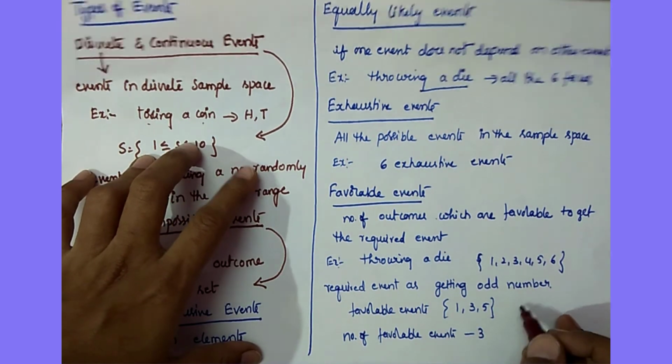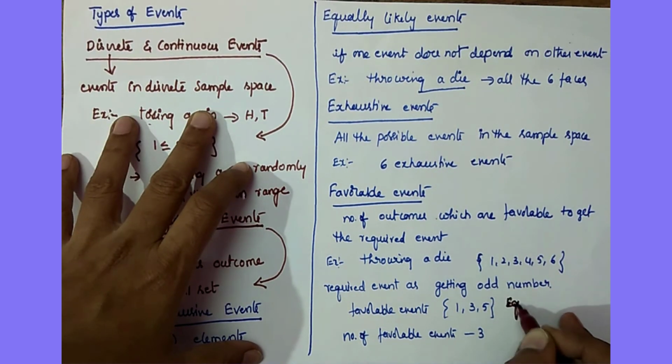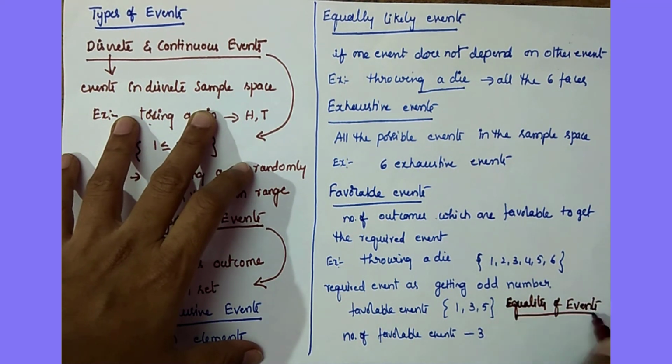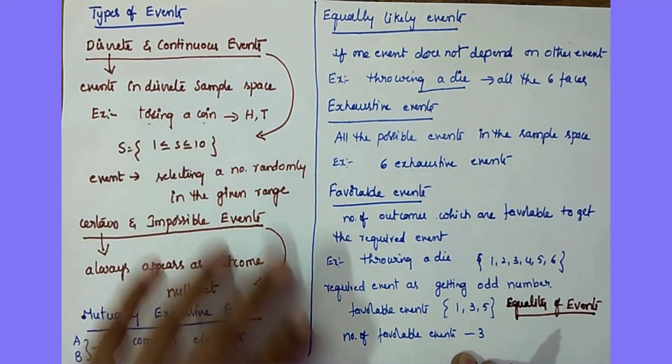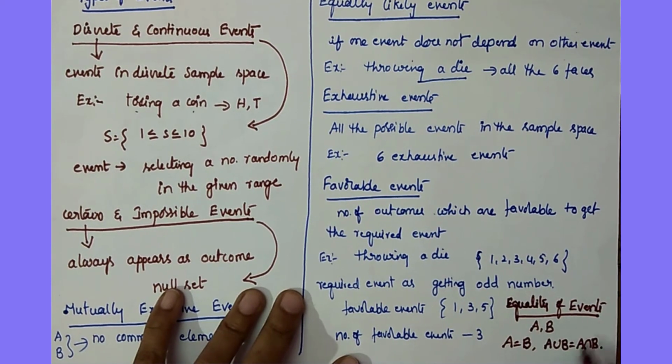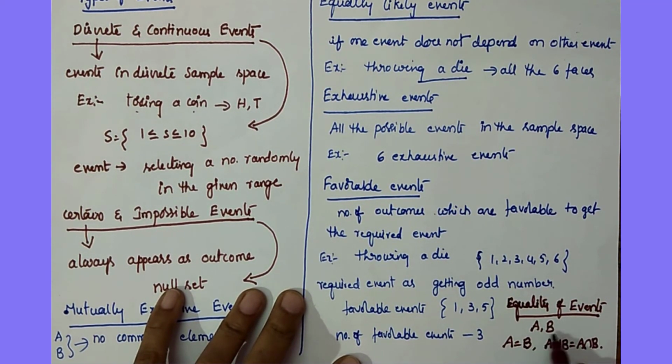I'll explain equality of events. Two events are said to be equal. Suppose take two events A and B. If the two events are said to be equal, if they have totally common elements, means you can write either A equal to B, or you can write A union B equal to A intersection B.